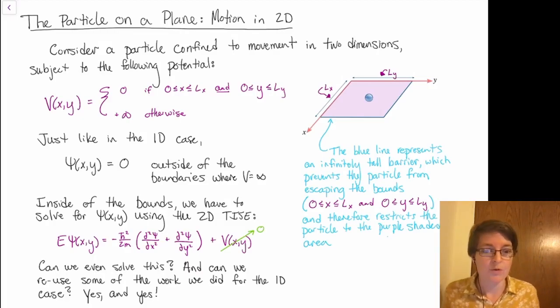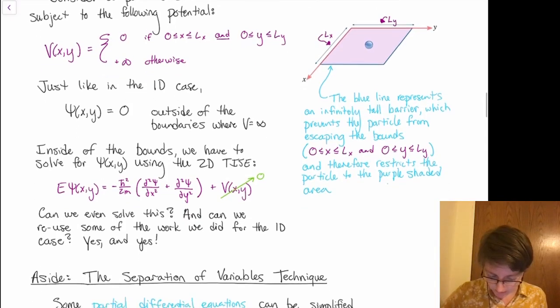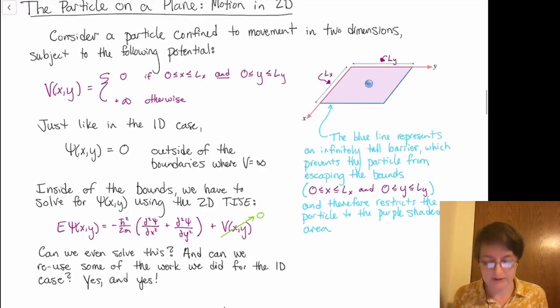Inside of the bounds, we're going to have to do the work of solving the Schrodinger equation, this time using the 2-dimensional version of the time-independent Schrodinger equation. And so, because the potential is equal to 0, this V of x comma y term is going to go to 0 and we don't have to worry about it, but still it looks more complicated than what we saw in the 1-dimensional case. There are more variables and more terms showing up.